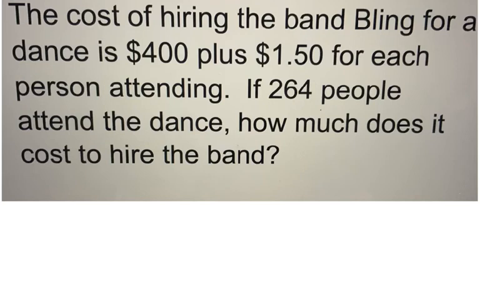Okay, hopefully you've paused the video and tried to work this problem out. It says the cost of hiring the band Bling for a dance is $400 plus $150 for each person who attended. If 264 people attend the dance, how much does it cost to hire the band? So if we were to set this up, we're looking at an equation like 400 plus $1.50 a person equals the total cost. So what we're trying to find here is the total cost.